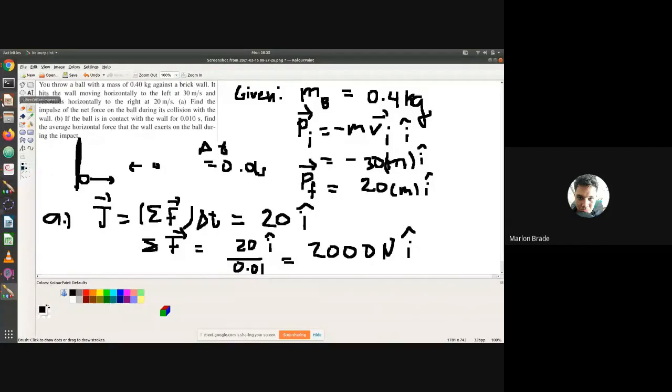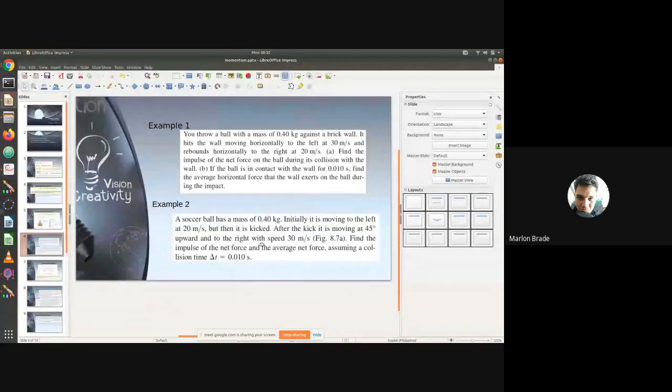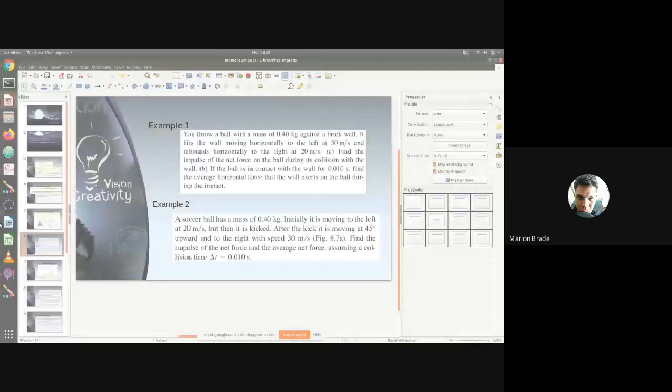So, yeah, so let's move on. Let's answer this example number 2. A soccer ball has a mass of 0.4 kilogram. Initially, it is moving to the left at 20 meters per second, but then it is kicked. After the kick, it is moving at 45 degrees upward and to the right with speed 30 meters per second. So find the impulse of the net force and the average net force assuming a collision time of delta T equals 0.01 seconds. So, matang second example.